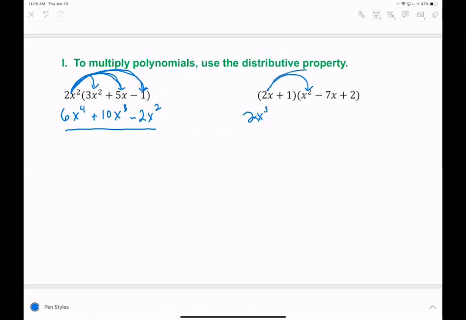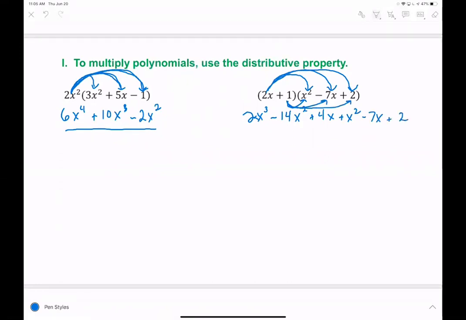Now we're going to multiply 2x times negative 7x. 2 times negative 7 is a negative 14. x times x is x squared. Then we multiply 2x times 2. So 2 times 2 is 4, and we'll bring down the x. Now we go back and distribute this 1 in the binomial. So 1 times x squared will be x squared. 1 times negative 7x will be negative 7x. And then 1 times 2 will be a positive 2.